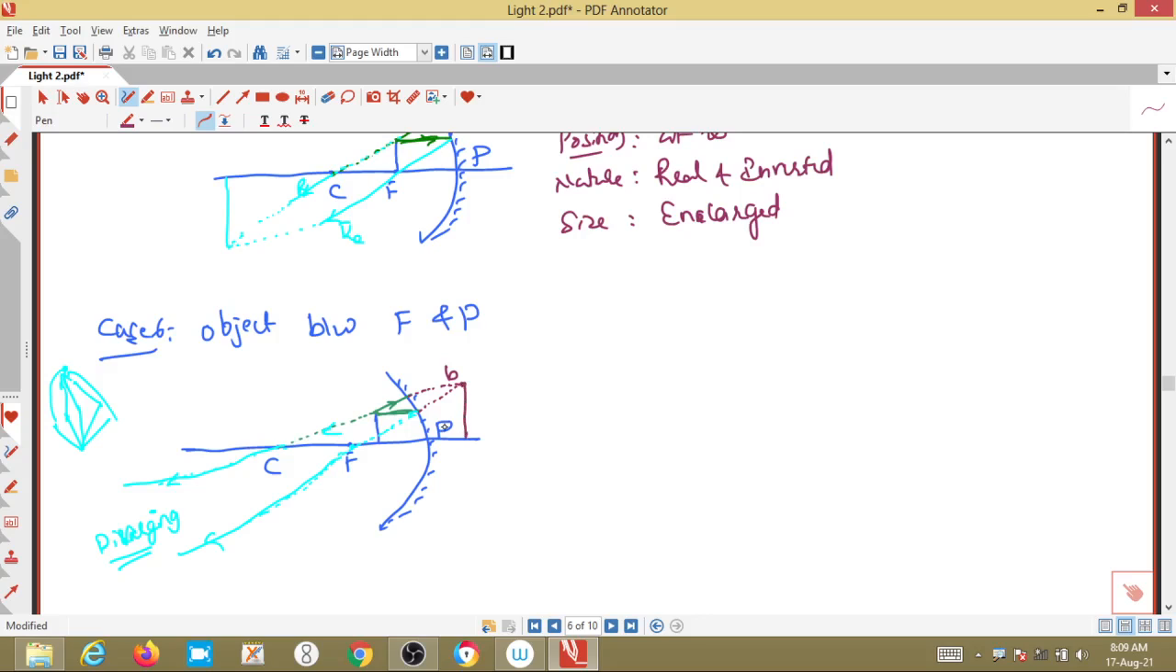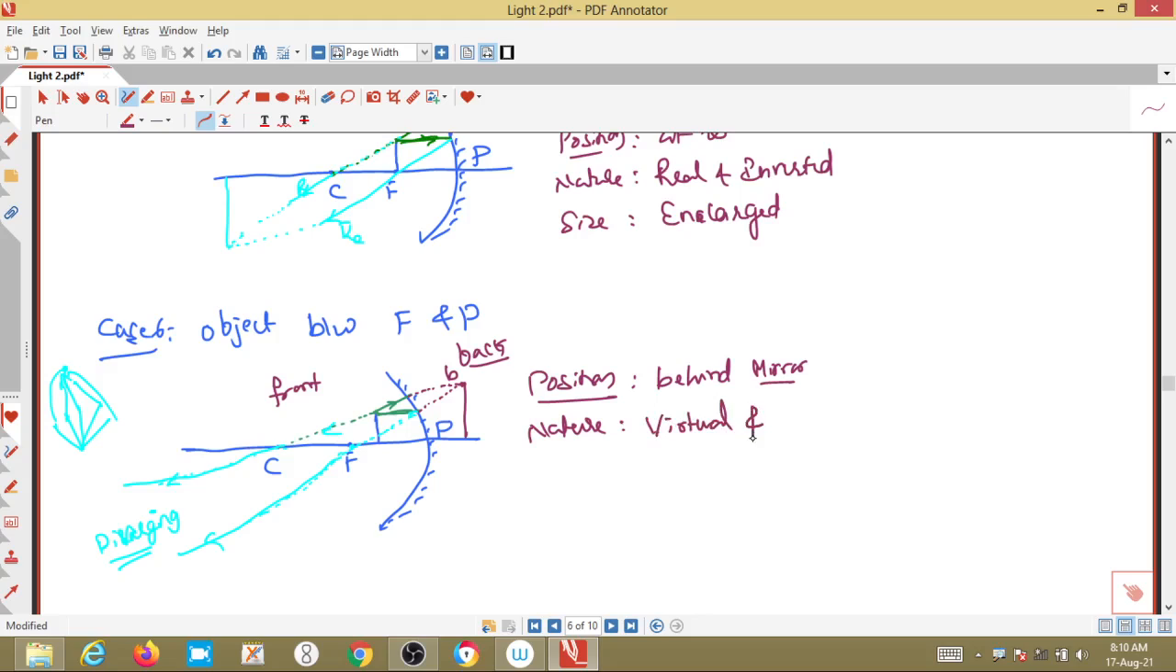See how the image is. Now try to understand: first, the size of the image is enlarged. Then the position: the position of the image is behind the mirror. In all the cases so far, the image was formed in front of the mirror, but in this case the image is formed behind the mirror. Once the image is formed behind the mirror, how will the nature be? The nature is always virtual. When it is formed behind, we call it virtual.